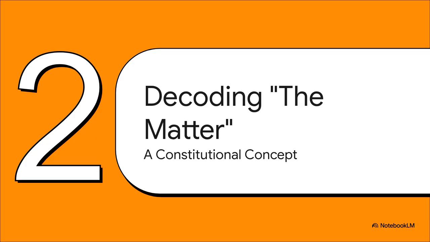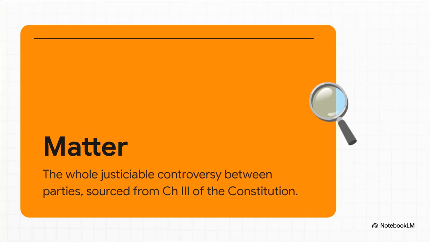So if a statute gives the court jurisdiction, what does that jurisdiction actually attach to? Well, the answer is a really important constitutional concept called the matter. The matter is the whole shebang, the entire actual fight between the parties. It's not just the slice of it that's about federal law. It's the whole dispute. Now, this comes from Chapter 3 of the Constitution, and it has to be a justiciable controversy. All that means is it has to be a real dispute with real consequences. The court isn't there to answer hypotheticals or give friendly advice.